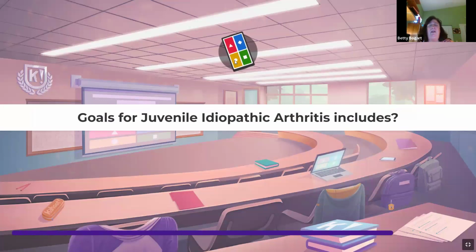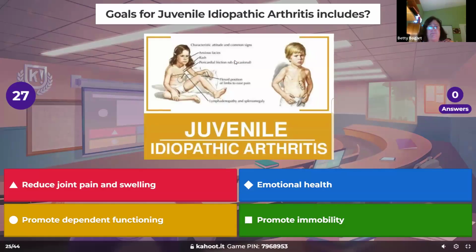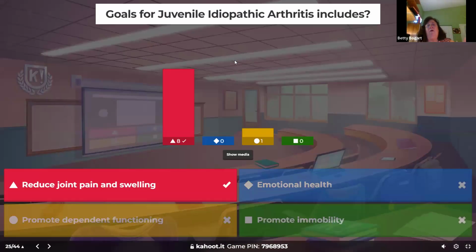Goals for juvenile idiopathic arthritis includes what? So JIA is all about the body attacking the joints. And let me tell you, it does hurt and it does swell. So our goal is to reduce the pain, reduce the swelling. And in children, it's trying to keep them as active and as normal as other children without it.